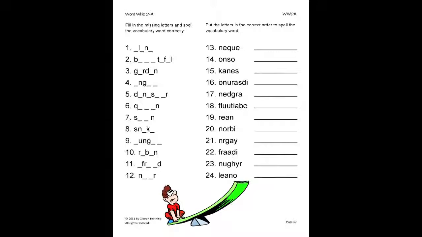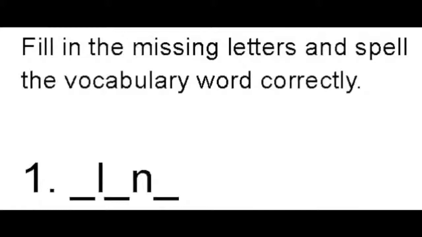Here, the student will fill in the missing letters and spell the vocabulary word correctly. Let's do number 1, for example. Since we are familiar with our vocabulary words, we know alone would be the correct word here since we are given the second and 4th letter. So we will fill in the missing letters on the space provided.